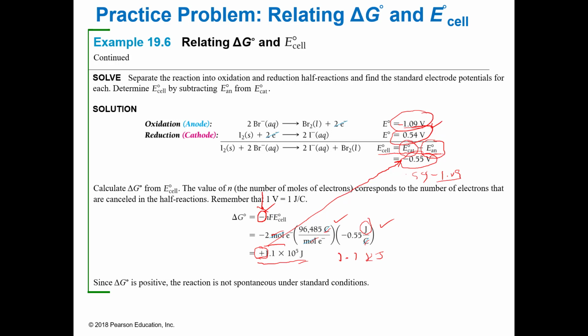cell potentials for each one of those reactions, the anode and cathode. It's always cathode minus the anode. That's how you find the standard cell potential for the reaction. All right, and then because they're asking you for delta G based on cell potential, that's how you know it's that equation.